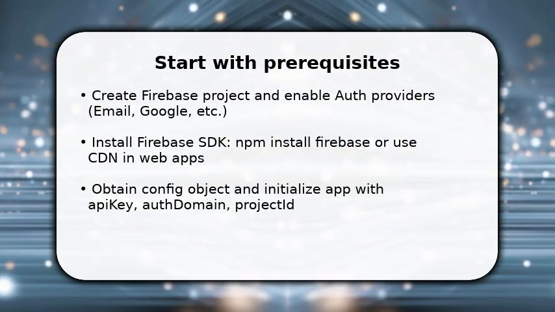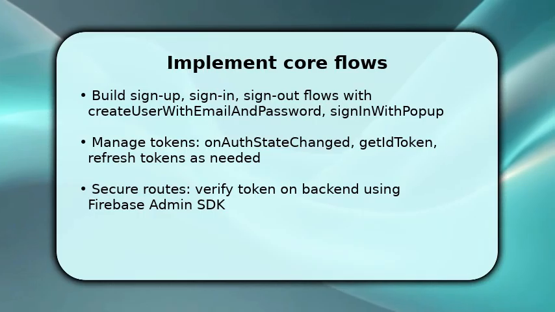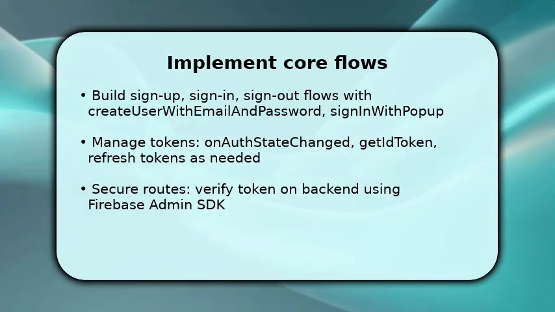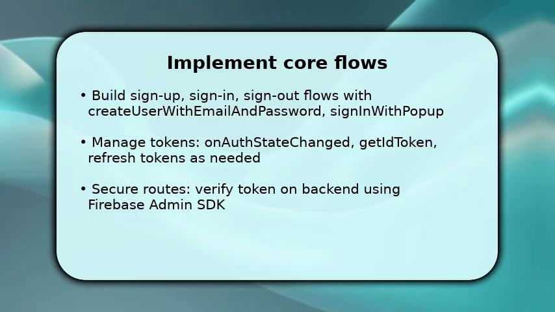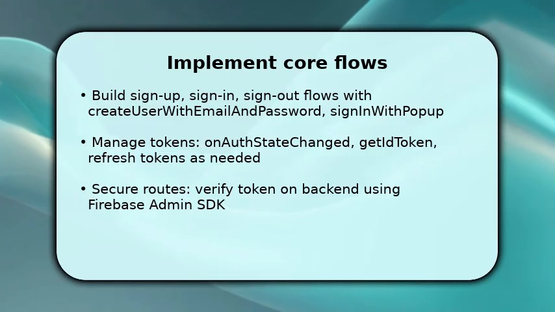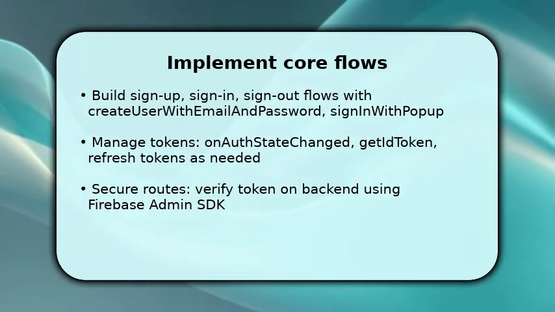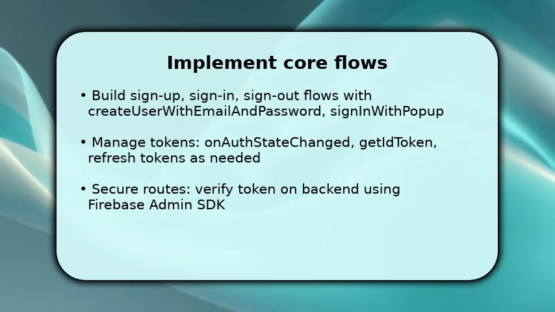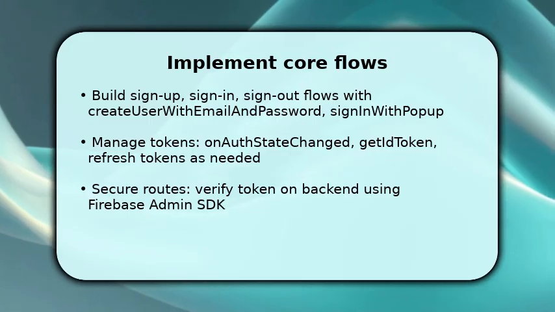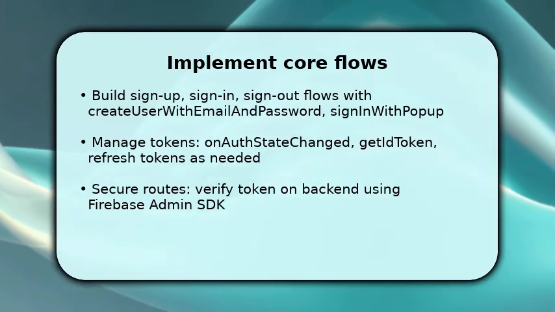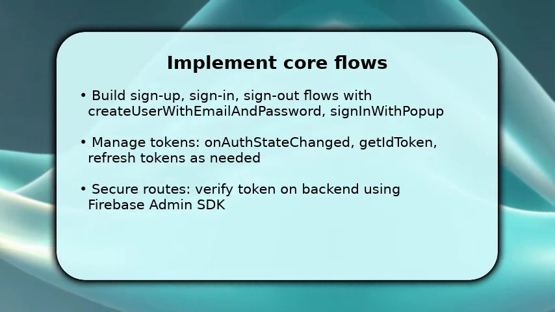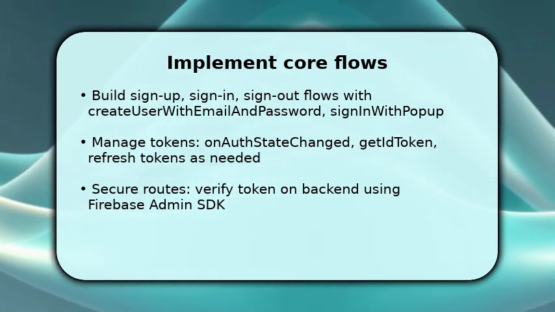You now implement core authentication flows and the logic that keeps users secure. Use createUserWithEmailAndPassword or provider pop-ups for sign-up and sign-in, and wire onAuthStateChanged to update UI state. Make sure to call getIdToken when interacting with your backend, and refresh tokens automatically so sessions stay valid. Once done, verify tokens server-side with the Firebase Admin SDK to enforce authorization. This separation of client and server checks prevents privilege escalation and keeps user data safe.